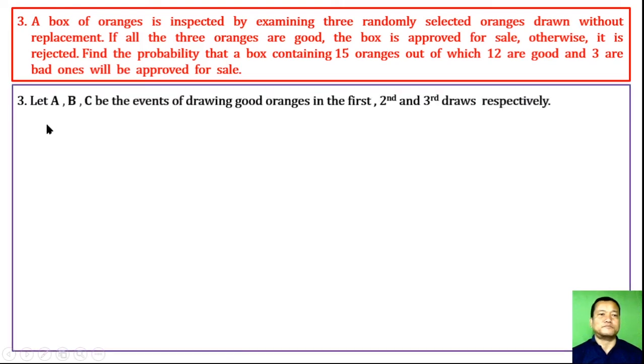Let A, B, C be the events of drawing good oranges in the first, second, and third draws respectively.